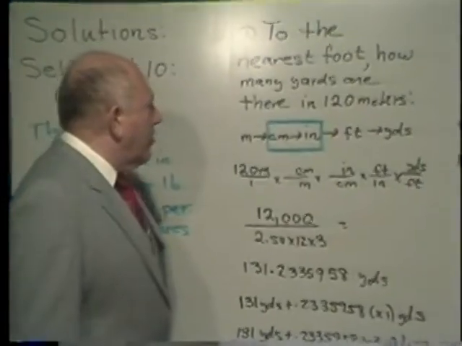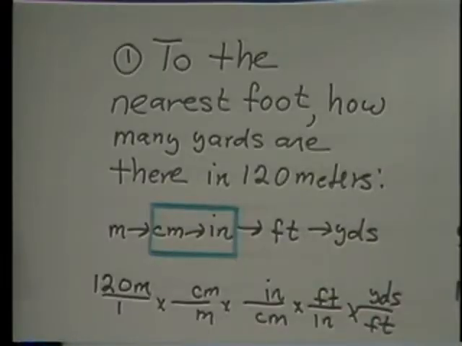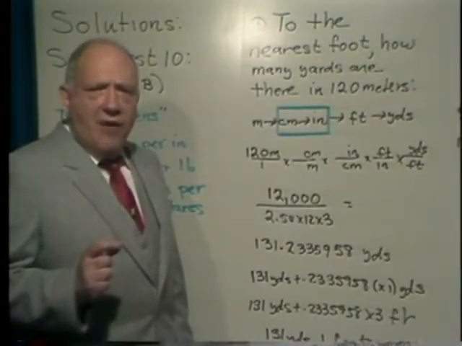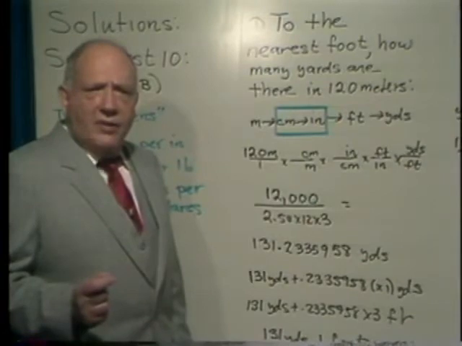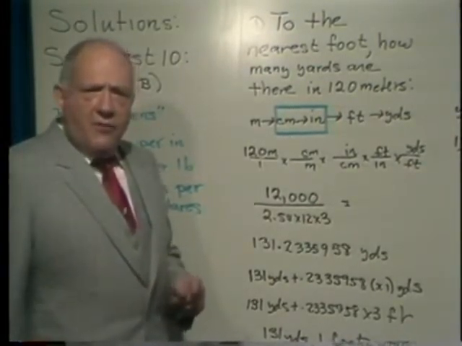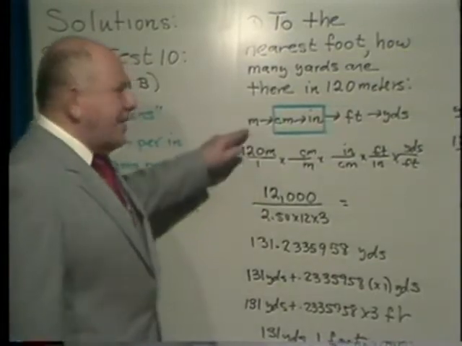The first problem says, to the nearest foot, how many yards are there in 120 meters? And before I do the dimensional analysis, let me try to show you what thought process goes through my mind when I see a problem like this. You see, I'm given meters, and I want to convert to yards. I recognize the fact that meters are in the metric system, yards are in the English system, so I have to get myself to a crossover, and the crossover that I gave you is from centimeters to inches. So the thought process I go through before I even write anything looks something like this if I wrote it.